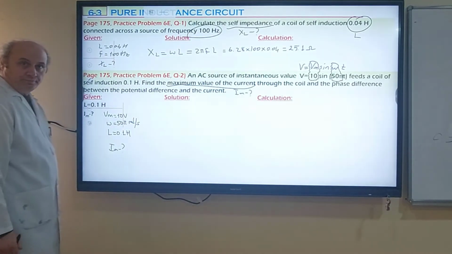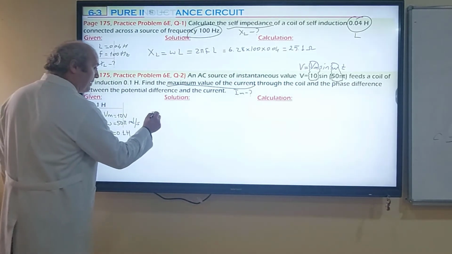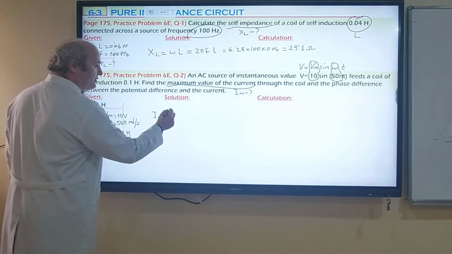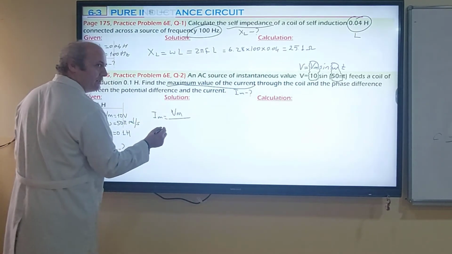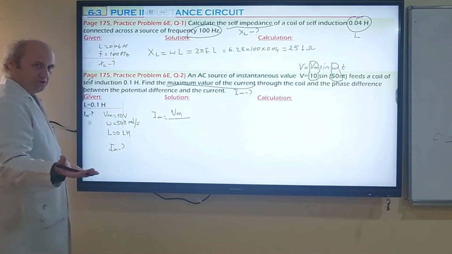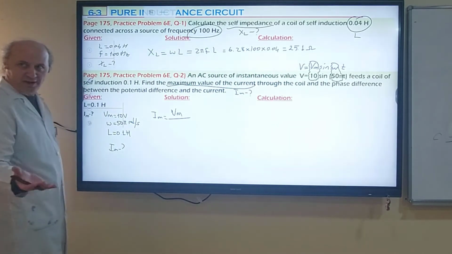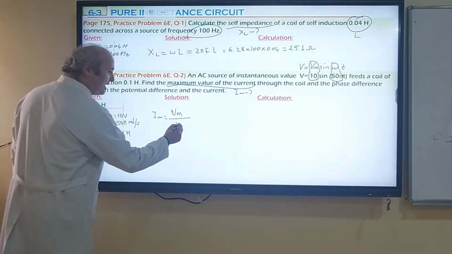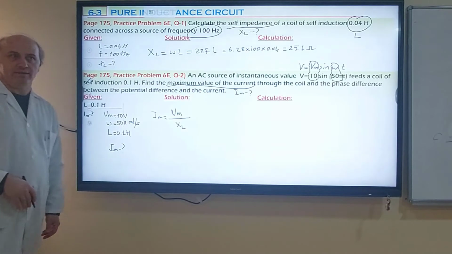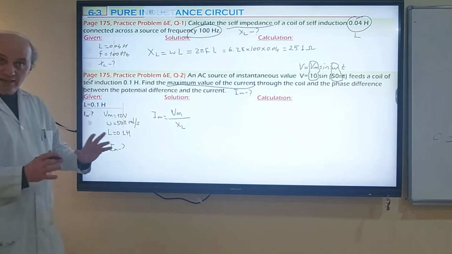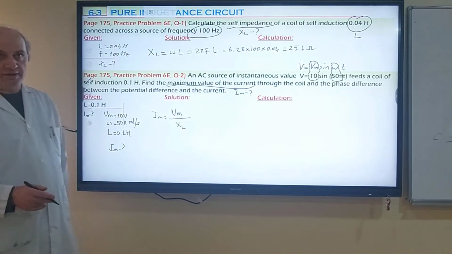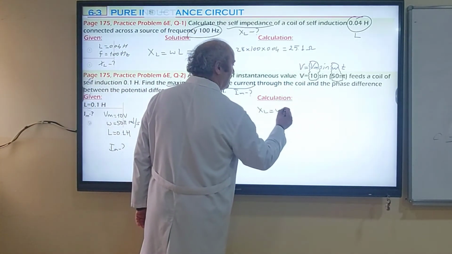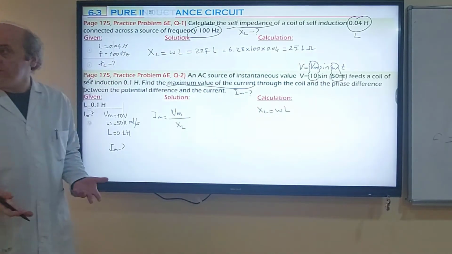I can use Ohm's law. Yes, Ohm's law tells you Im equals Vm over something; we know what Vm is. Only I need to know what XL is. Because in here there is only a coil, that's why we are not going to write R. We have the opposition of the coil, which is XL. Im is Vm over XL. Vm is given, but XL must be calculated. We know the equation for XL, which is omega times L. L is given, omega is given, both are given.